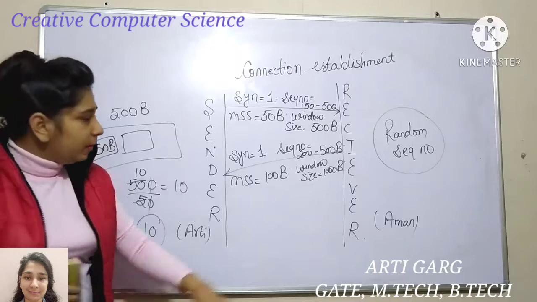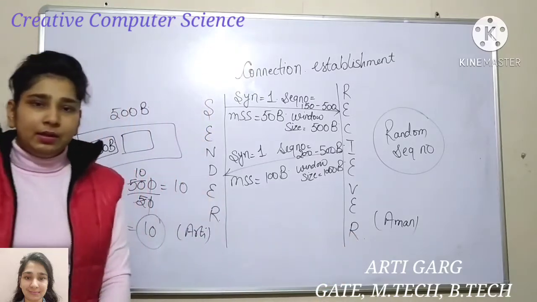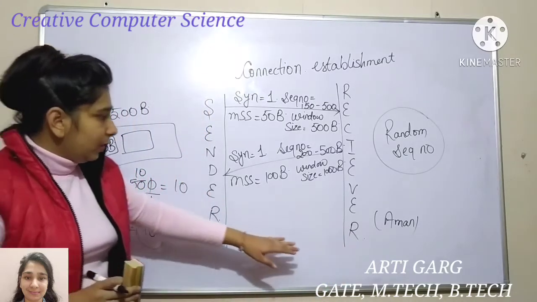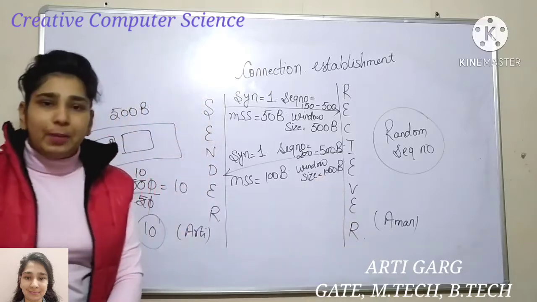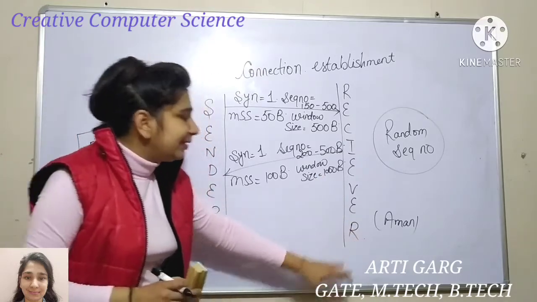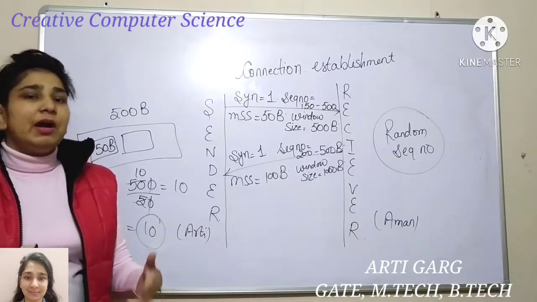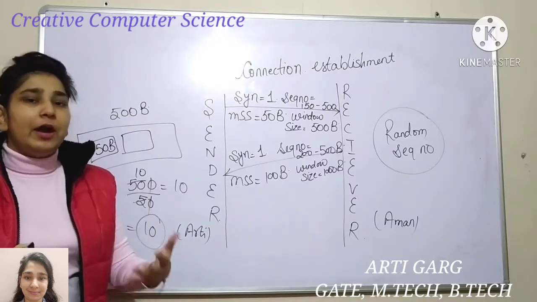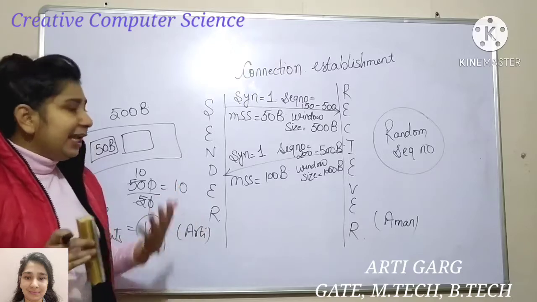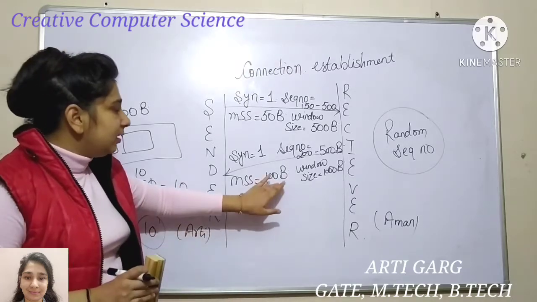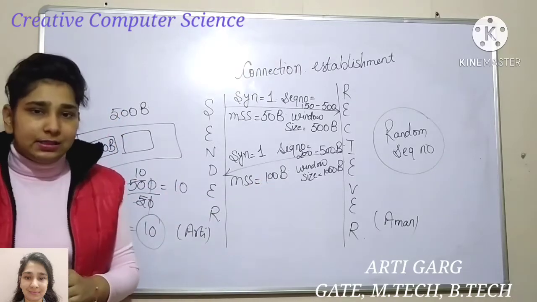So how many segments can the receiver store? What is the buffer size? 1000 bytes. So the receiver is saying that I can store 10 segments in my buffer at one particular point of time, and each segment size is 100 bytes.